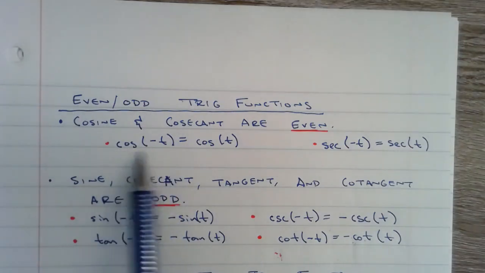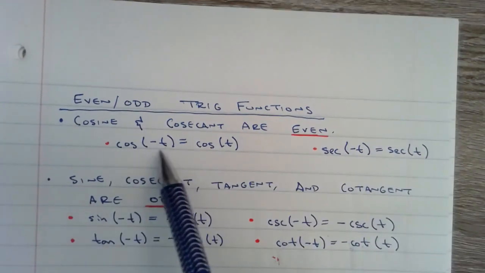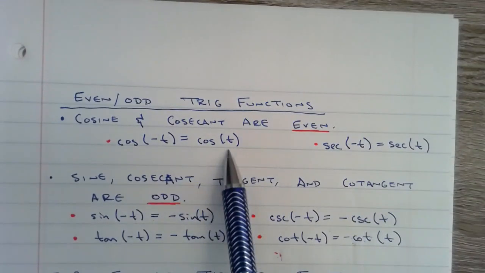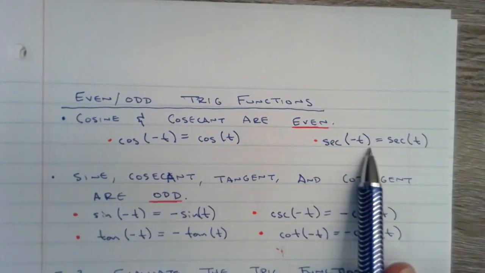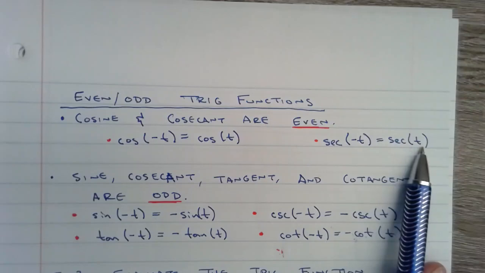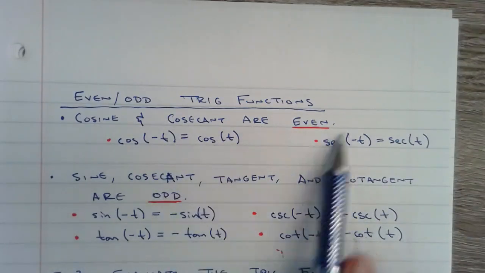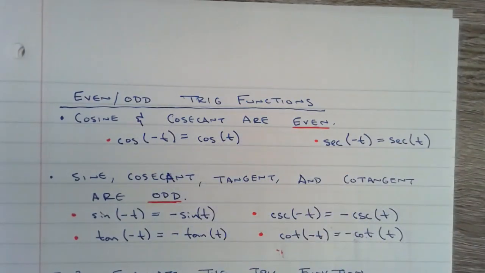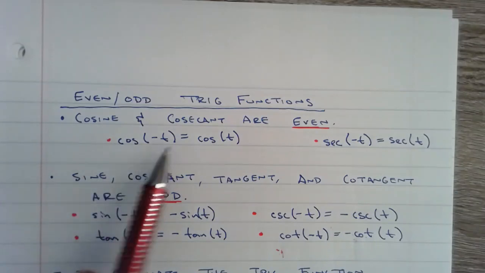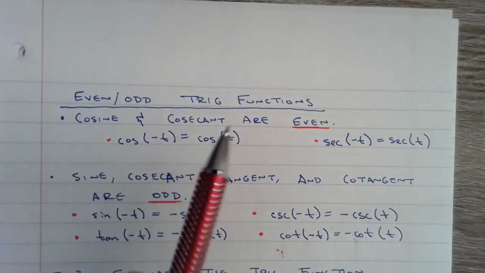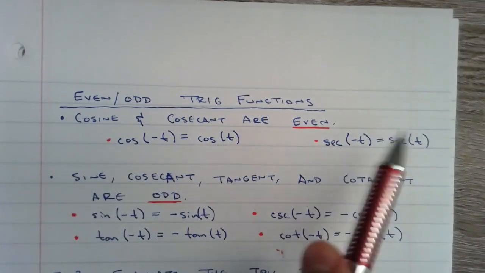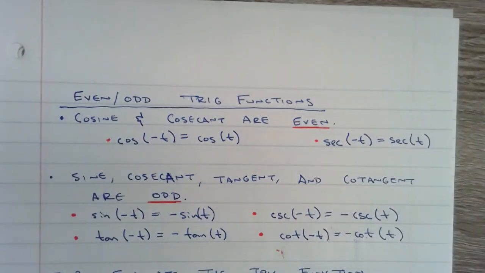So cosine and secant are even. So what does that mean? It means that cosine of a negative angle is the same thing as cosine of that angle. Secant of that negative angle is the same thing as secant of that angle. Okay? These two are the only ones that are even. So again, the cosine of a negative angle gives you the cosine of the positive angle, and secant of a negative angle gives you secant of the positive angle.